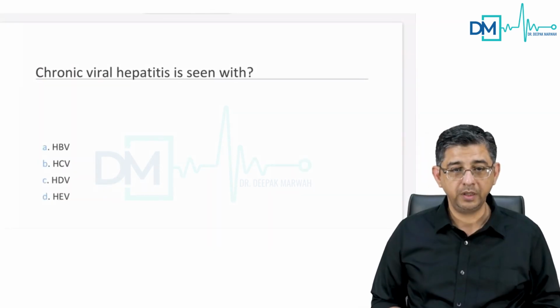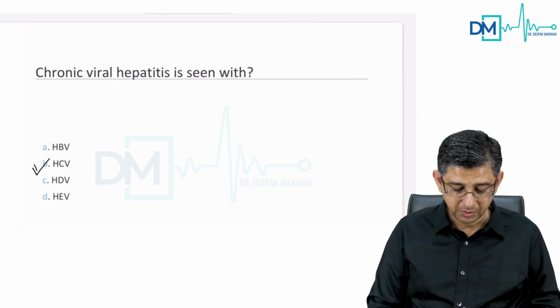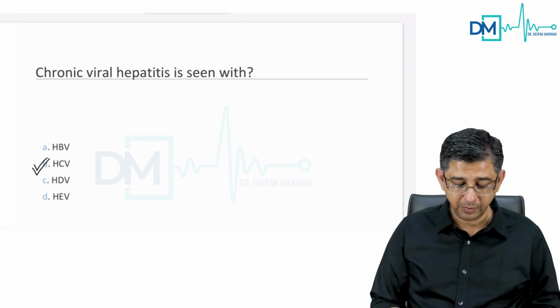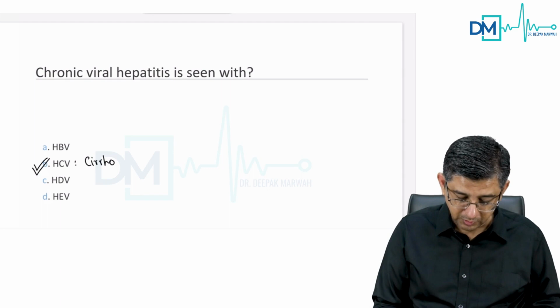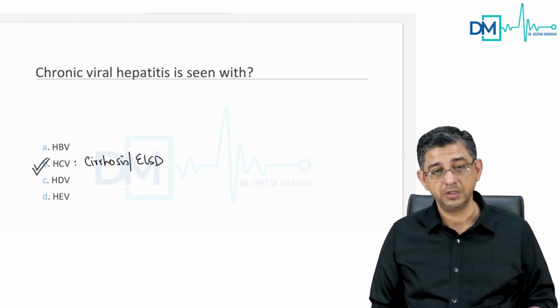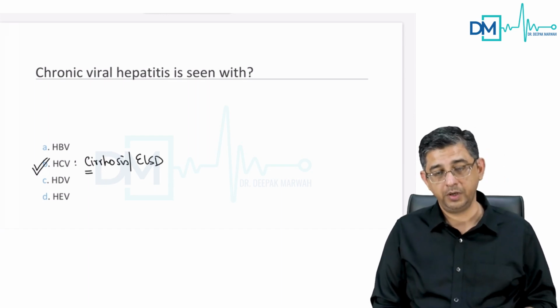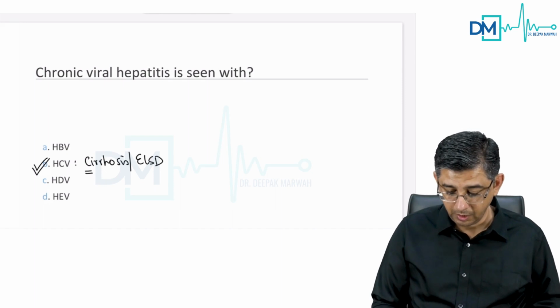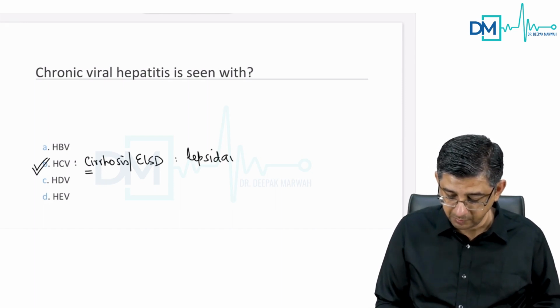Chronic viral hepatitis is seen with... Now, the leading cause of chronic viral hepatitis in the world is hepatitis C. That's a straightforward fact-based question. Hepatitis C is the leading cause of development of cirrhosis. It is the leading cause of development of end-stage liver disease. Both the C's, that is cirrhosis and chronic viral hepatitis, are hepatitis C. And the drug of choice for this condition would be ledipasvir. That's additional information that you can remember.